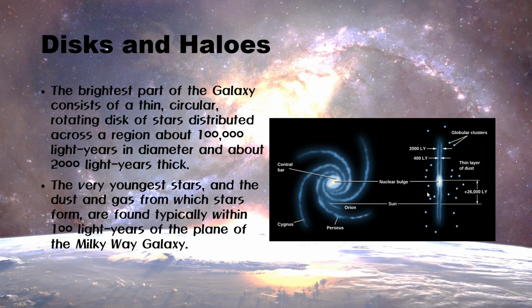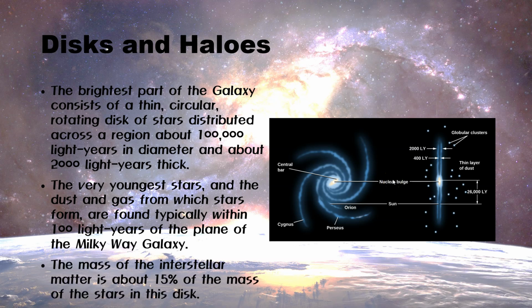Now, the very youngest stars and the dust and gas from which those stars form are typically within 100 light years of the plane of the Milky Way galaxy. Again, the plane is referring to this kind of cross-section area here. So you're not going to see as many as we move further away from that. Now, the mass of the interstellar matter is about 15% of the mass of the stars in this disk.